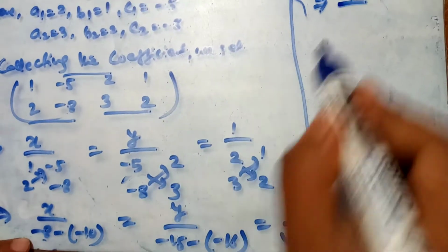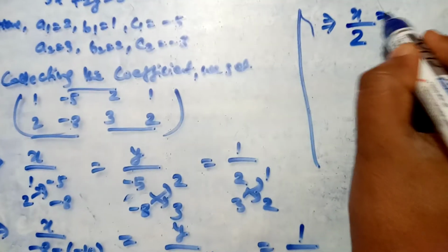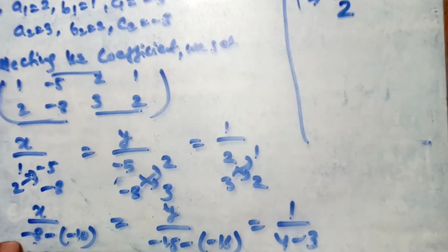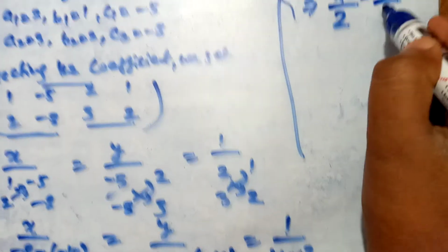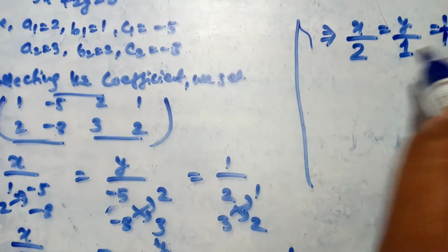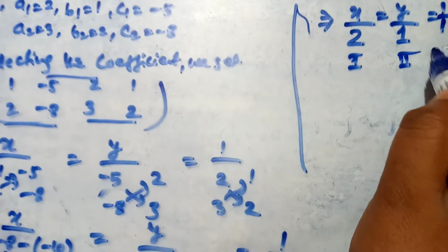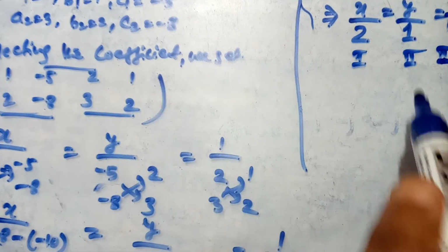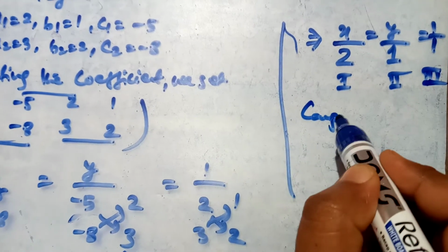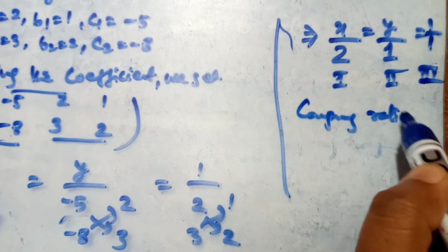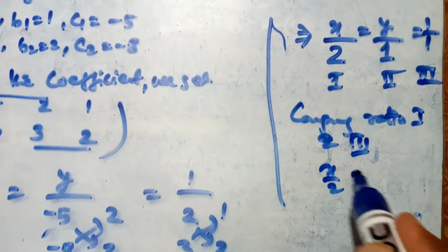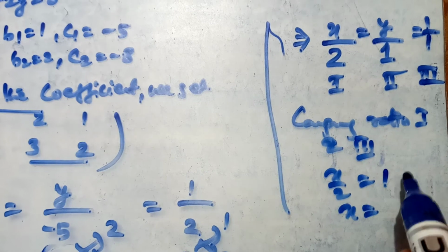10. -8 plus 10 will be plus 2, equals to y by -15 plus 16, so it will give you plus 1, equals to 1 by 1. So we got the three ratios 1, 2 and 3. As I have already told, to get the value of x I have to compare 1 and 3. So comparing ratio 1 and 3, what we get: x by 2 equals to 1. So x is equal to simply 2.